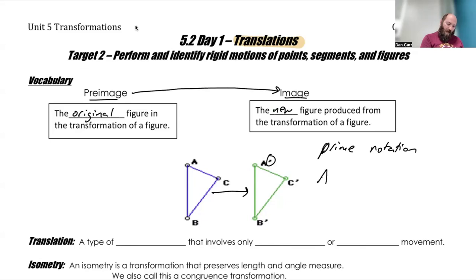So for example, A becomes A prime. B becomes B prime, C becomes C prime. So that's how we show it on a graph, that our original image, our pre-image, is the non-prime, and then our image is going to be all primes.